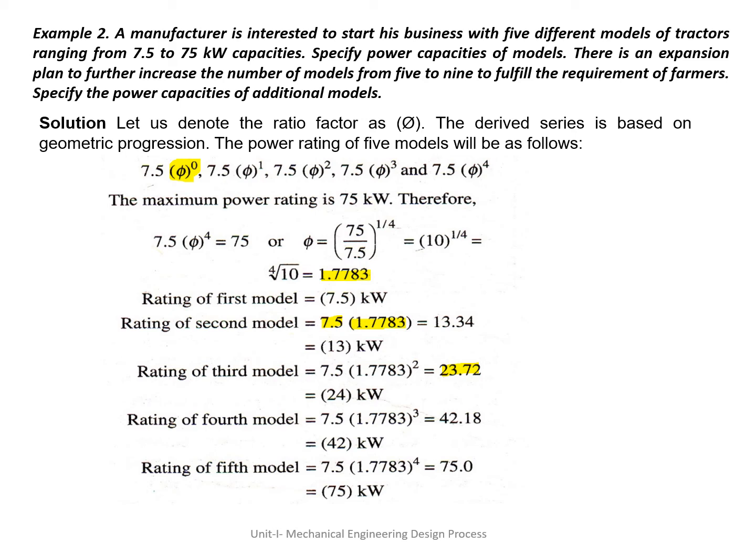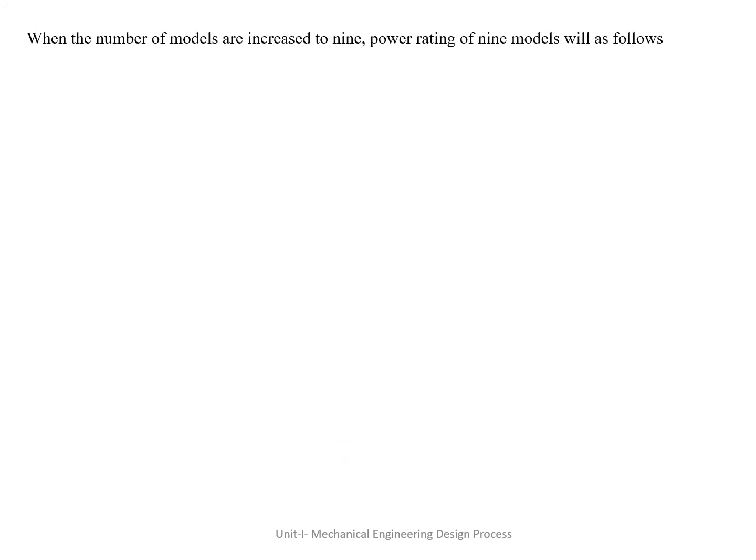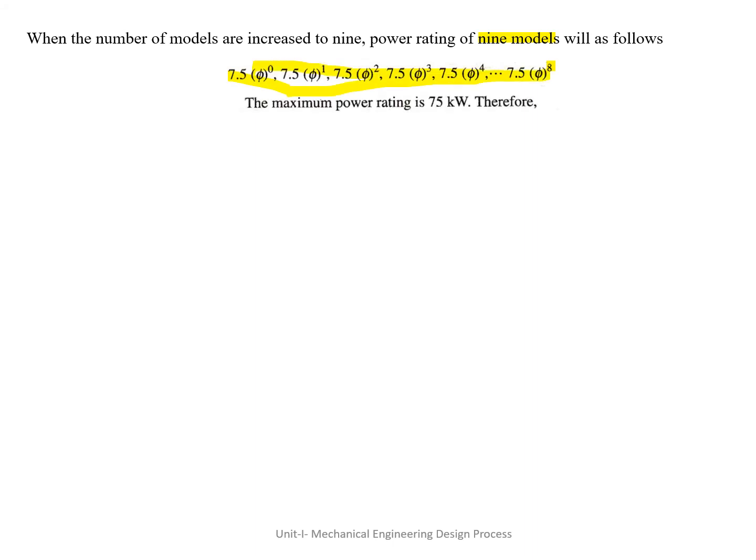Suppose these 5 models work very properly, so he wants to increase the number of models now. What will the new derived series be? The new derived series will change. So it is 7.5 into phi raised to 0 at the start, and the last will be raised to 8. These are 9 models, and 9 minus 1 gives you this exponent, so you can take it directly and don't need to do this step. Clear? The maximum power is 75 and the minimum is 7.5.